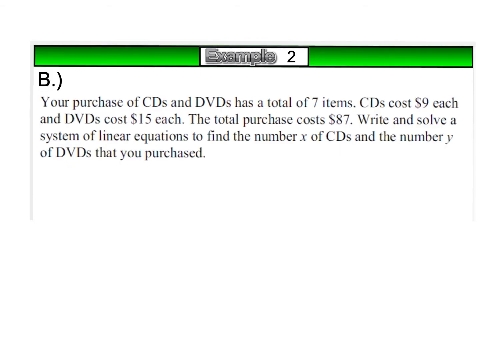Let's try it with this one. Your purchase of CDs and DVDs has a total of 7 items. There's our first sentence. X is CDs, Y is DVDs. So if I bought CDs plus DVDs and I have a total of 7 items, there's my first equation. That's our number equation. Now let's take a look at our value equation.